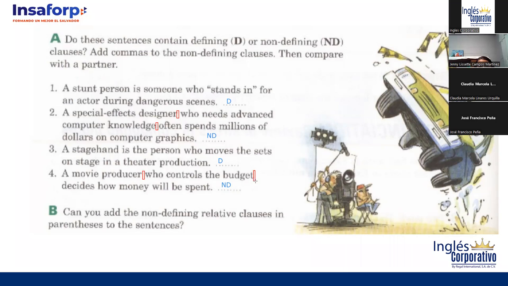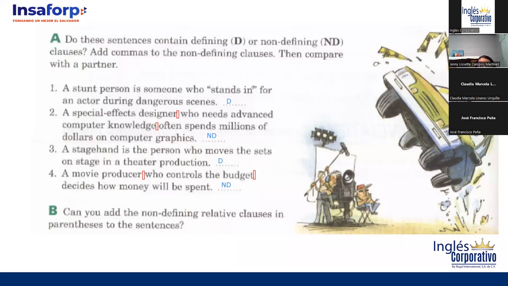Let me see. Here we have two commas, right? As your classmate was sharing with you. A movie producer, who controls the budget, decides how money will be spent. Very good. Excellent. We can see that we have a piece of extra information. Who controls the budget? Actually, it is probably understood, right? And we can assume that that's the movie producer, right? It's the one who in the end controls the money, the budget, etc. And we can drop that and read it as Jose was reading it. A movie producer decides how money will be spent. And with that, I'm okay with the main idea.